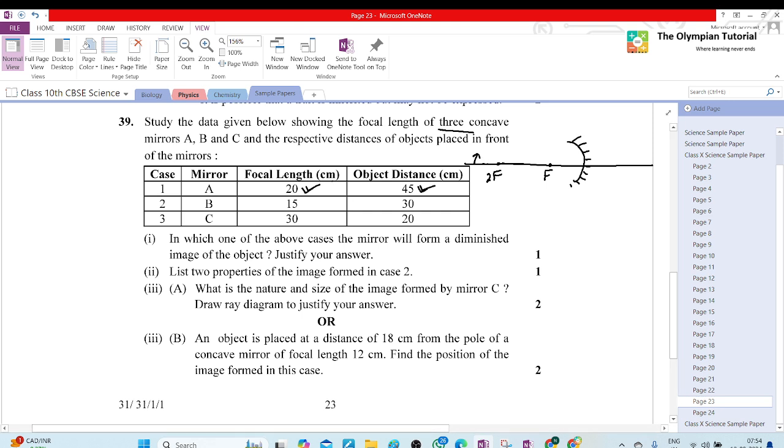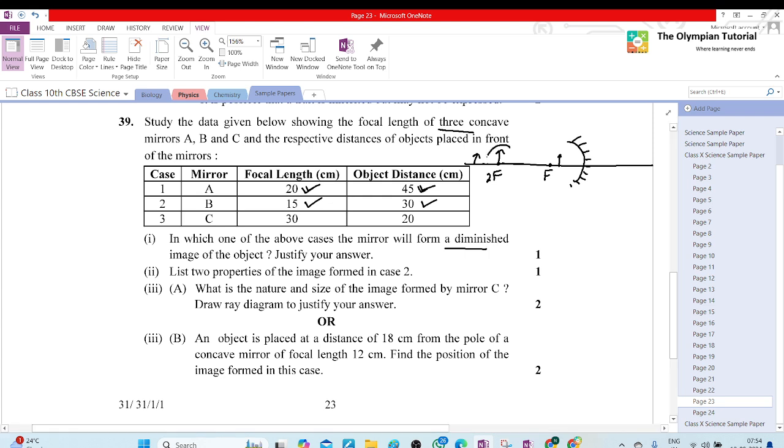In the second one, focal length is 15 and object distance is 30. So the object is exactly at C and the image will be of the same size. Next, focal length is 30 centimeters and the object is placed at 20, between P and F. Now, what is the question? In which one of the above cases will the mirror form a diminished image of the object? Justify your answer.